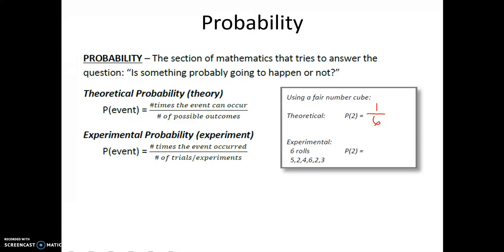And then an experimental probability, so here's their results that they actually tried, the probability of getting a 2. And so they rolled a 2 twice, so 2 times. And out of how many, the number of trials and experiments, they did it 6 times. They rolled the dice 6 times. And so 2 out of 6, 2 would go into 2 once, and 2 will go into 6 3 times. So in this case, you had a 1/3 probability.